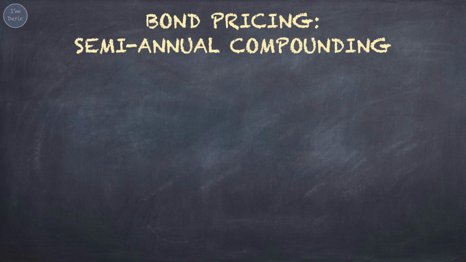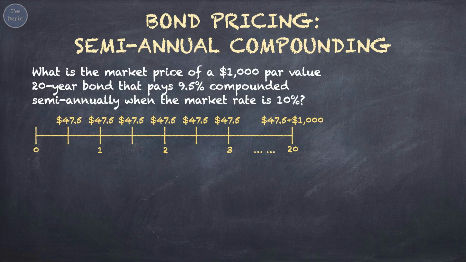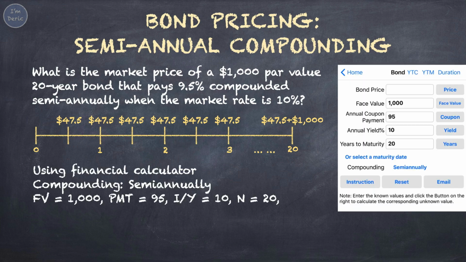Let's look at the next example, which is about semi-annual compounding. What is the market price of a $1,000 par value 20-year bond that pays 9.5% compounded semi-annually when the market rate is 10%? Using Financial Calculator, set compounding to semi-annually.